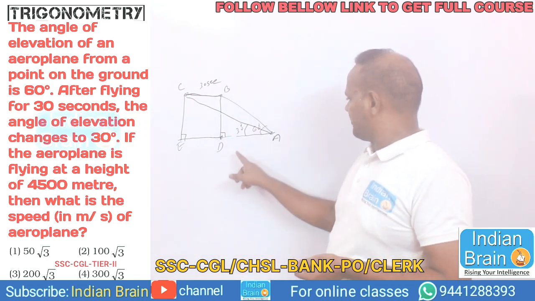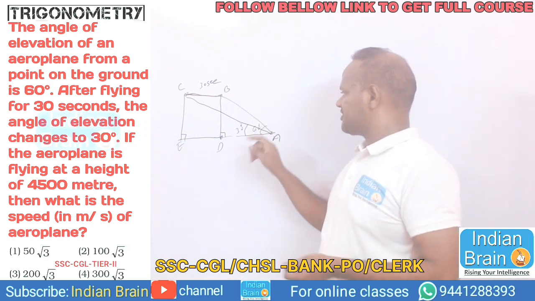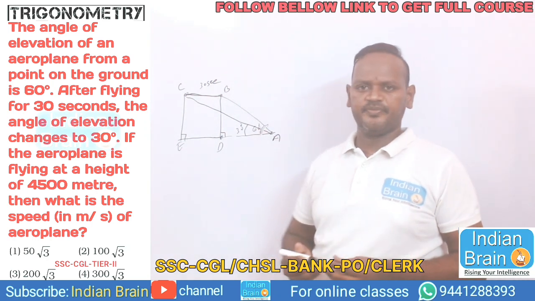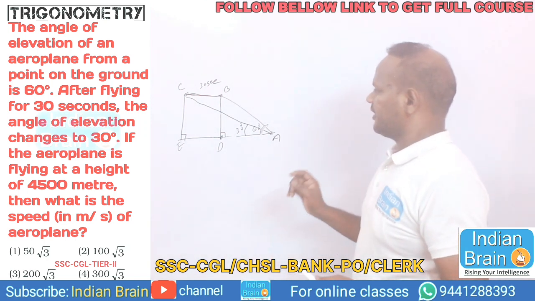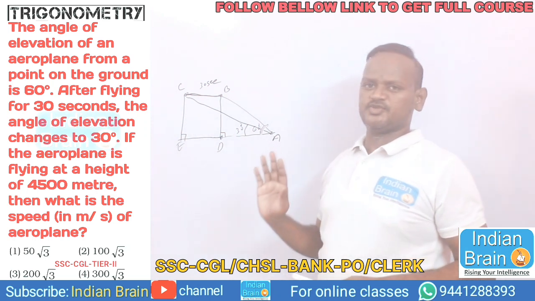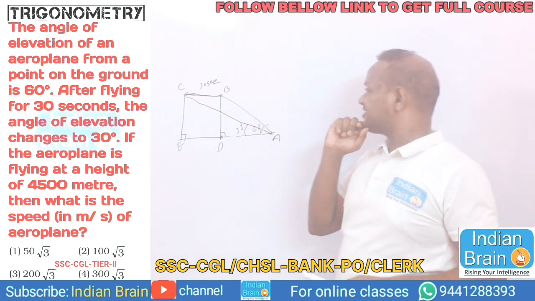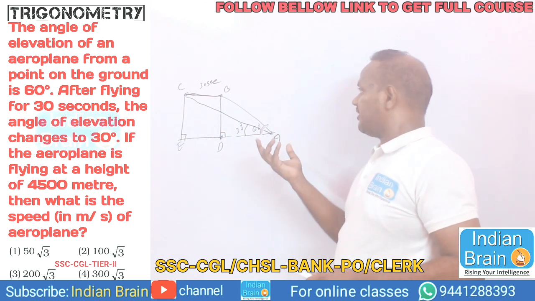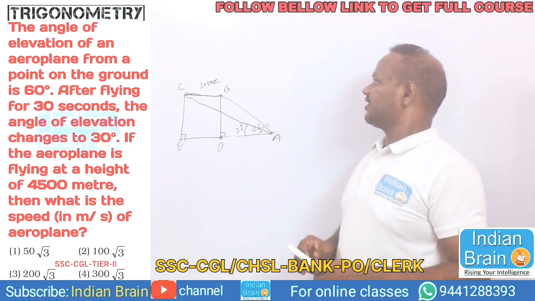I have a small doubt here, observe properly. If I use triangle BDA, angle BAD is nothing but 60 degrees, right? From the beginning, the 60 degrees angle will be there. Yes or no? Yes, the 60 degrees angle is there, need not worry. Then what about angle ACE? It will be 30 degrees only, right? But I need to go for the speed. What is the question asking actually? The angle of elevation changes to 30 degrees. If the aeroplane is flying at 4500 meters, then what is the speed?